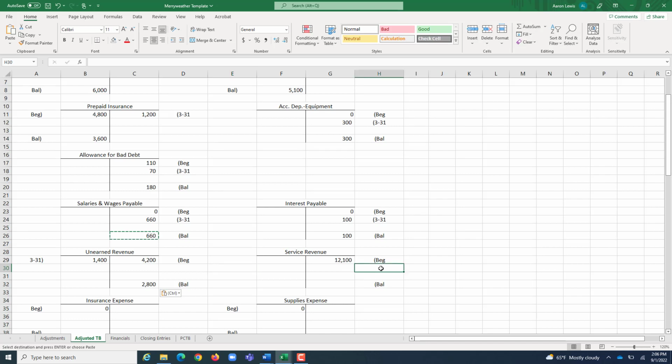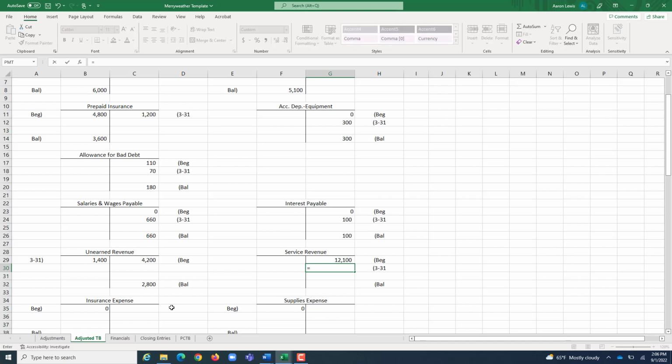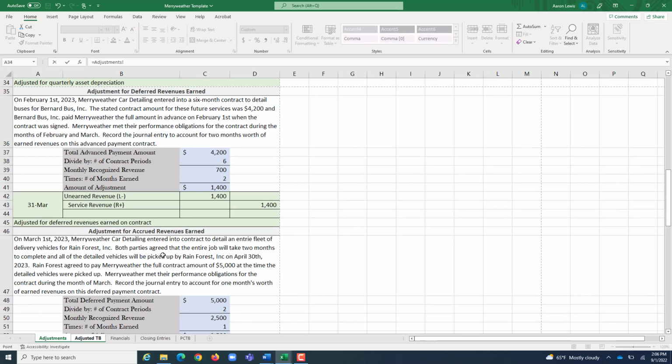How about service revenue? Well, we used this account twice. We have 2 contracts. While one has advance payment and the other one has deferred payment, if you will, we get to recognize the revenue not when the cash changes hands, but when we actually did the work. So on 3/31, in one of these adjustments, I know we credited service revenue. And we can start with this guy for $1,400. So let's bring that $1,400 credit over.